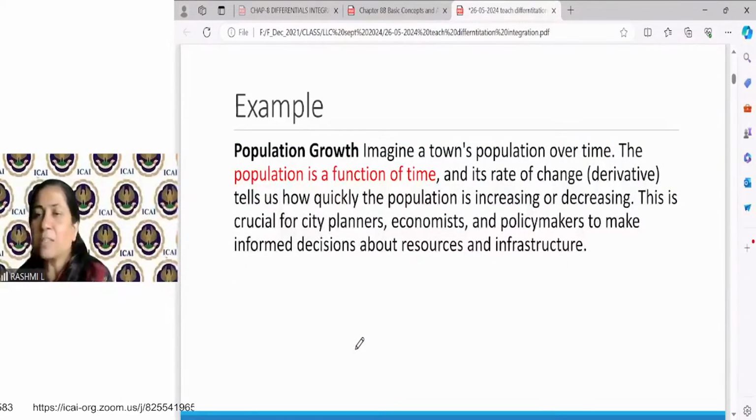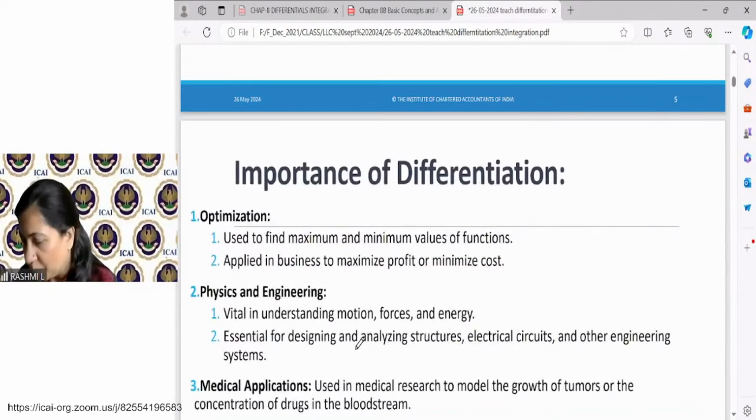Second example is a town's population. A town's population is going to increase or decrease depending on whether there are more births or deaths. So there also these concepts are used.